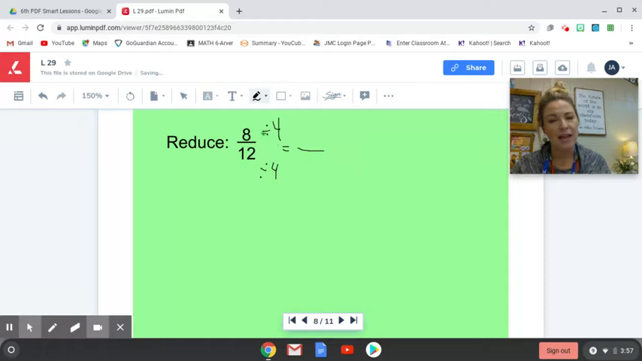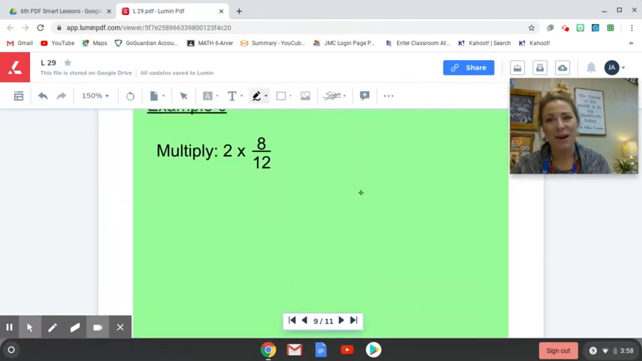So 8 divided by 4 is 2. 12 divided by 4 is 3. I'm left with 2/3, and I stop and ask if I can reduce that any further. Those, in fact, are both prime numbers. I can't reduce those any further. 2/3 it is.